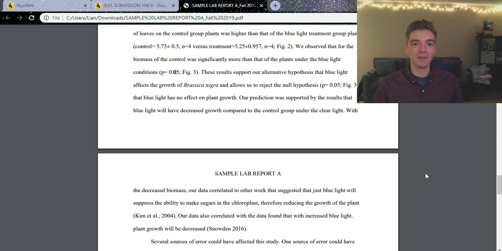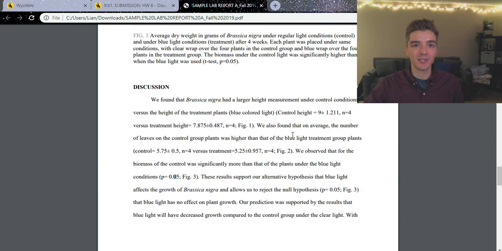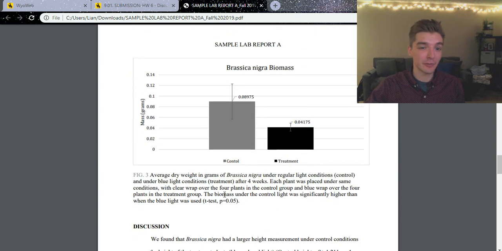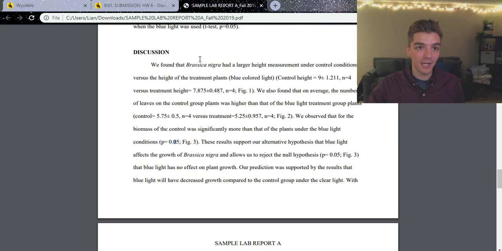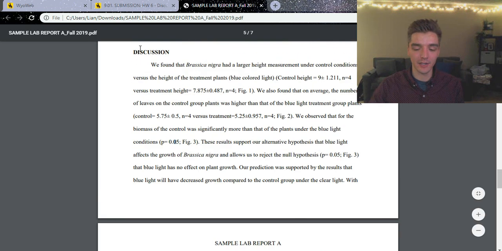In our results section, we just stated our results and didn't really interpret those. The discussion section is where we're going to be interpreting those, but in a specific way. There are four main points we want to hit when we are doing our discussion section.